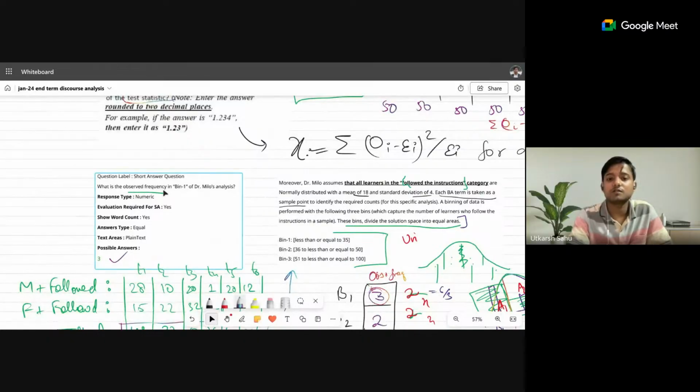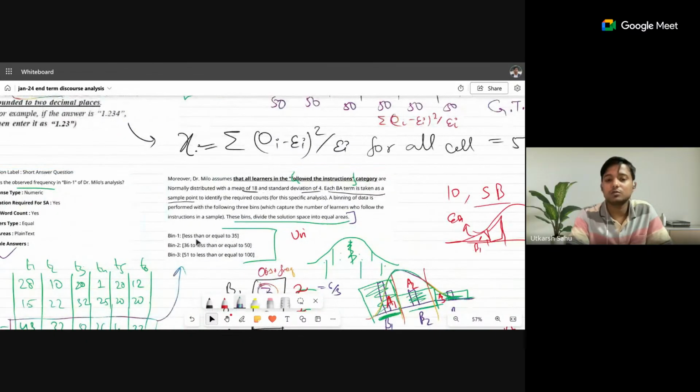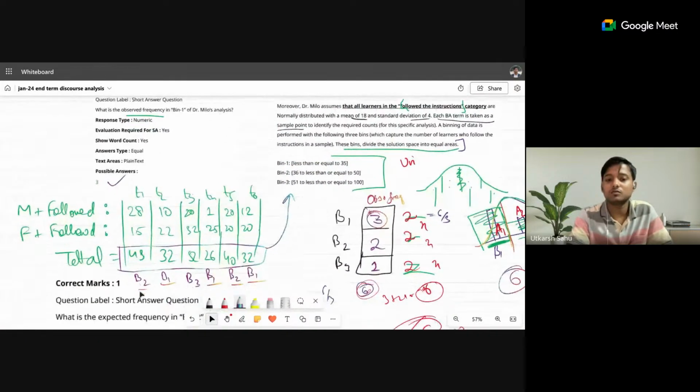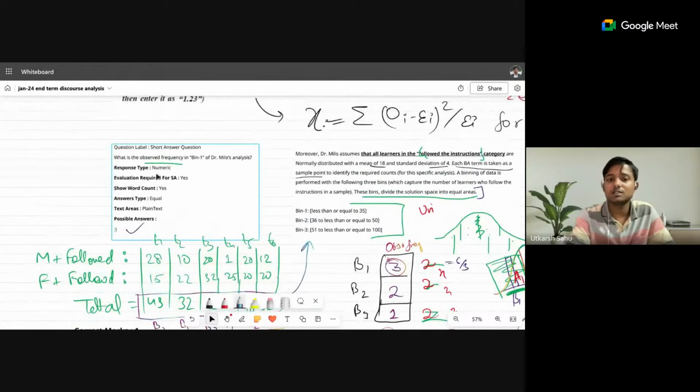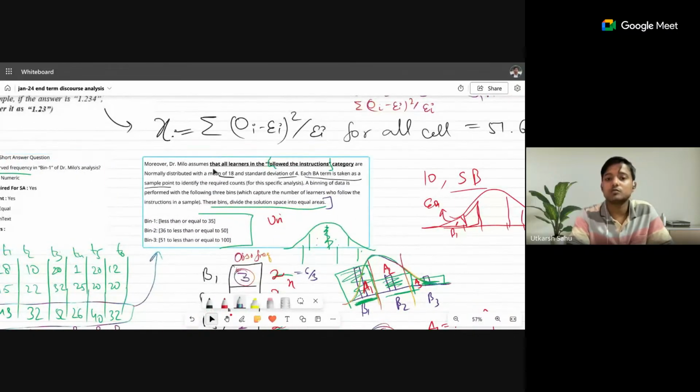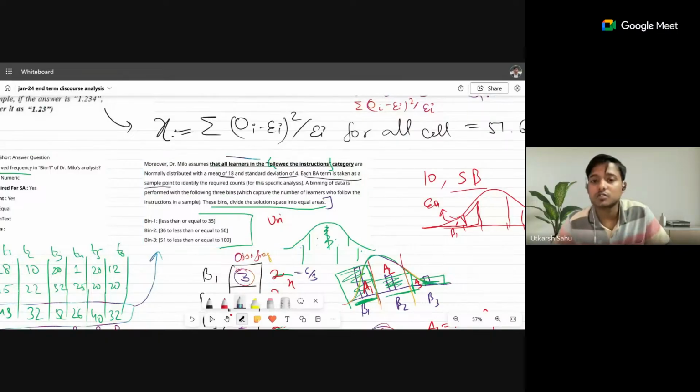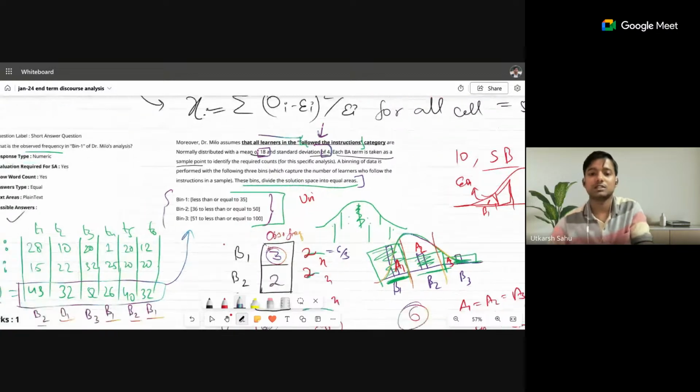Similar question here, what is observed frequency in bin 1? So they will tell you the bins here, less than 35, this thing. You bin the data, and then you have this thing which is coming. So here they were saying this thing. See, Dr. Maggio assumes all learners, that is, we are talking of both male and female, in the followed instruction, again we are just considering the followed instruction, are normally distributed with some mean and some standard deviation. So they gave you the parameters. Each BA term is taken as a sample point to identify. The following 3 bins are given. So these are your bins, and basically this is how it looks like.